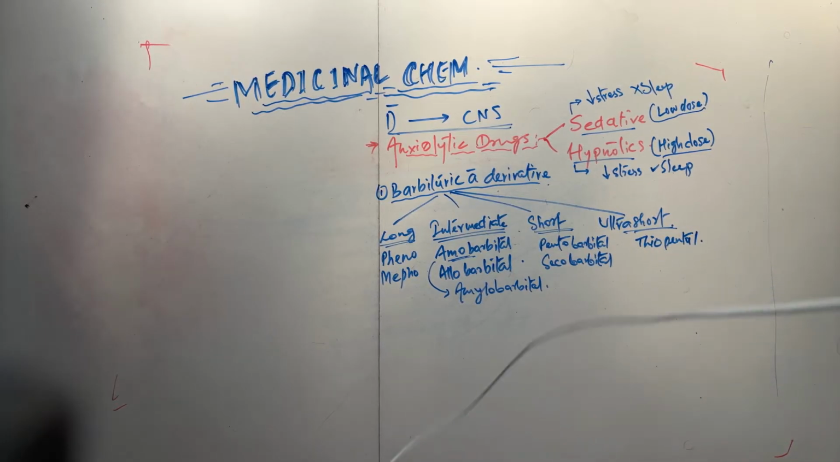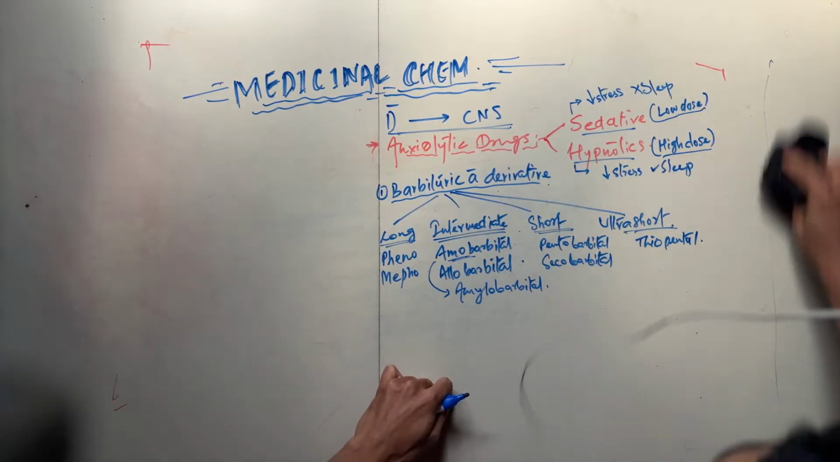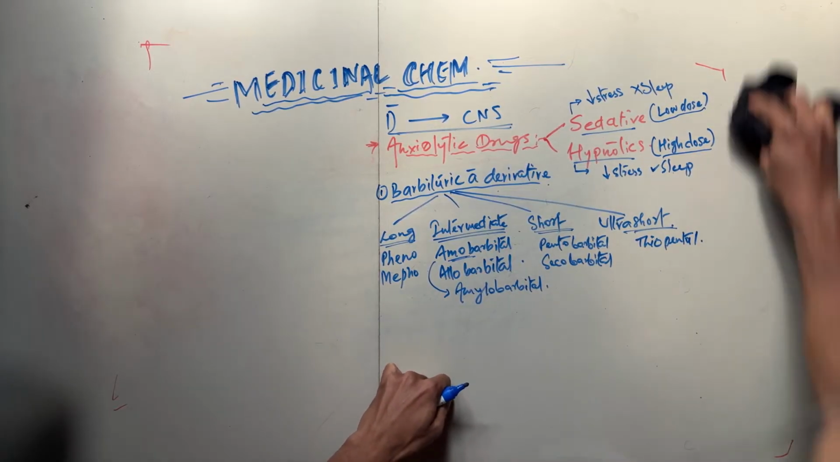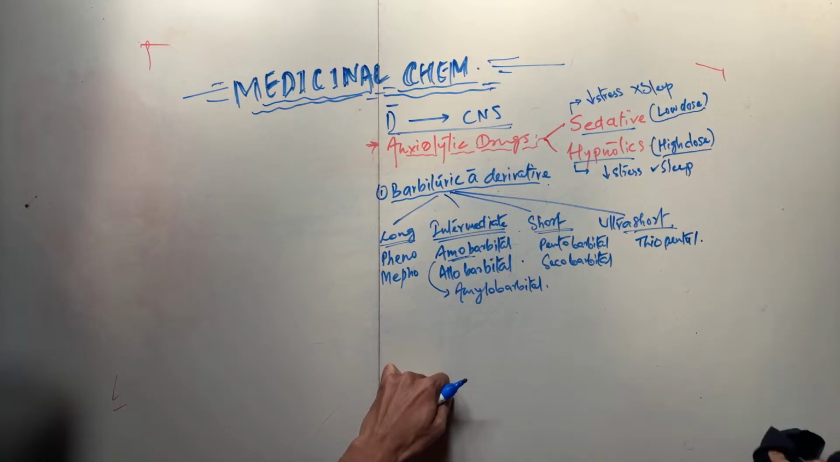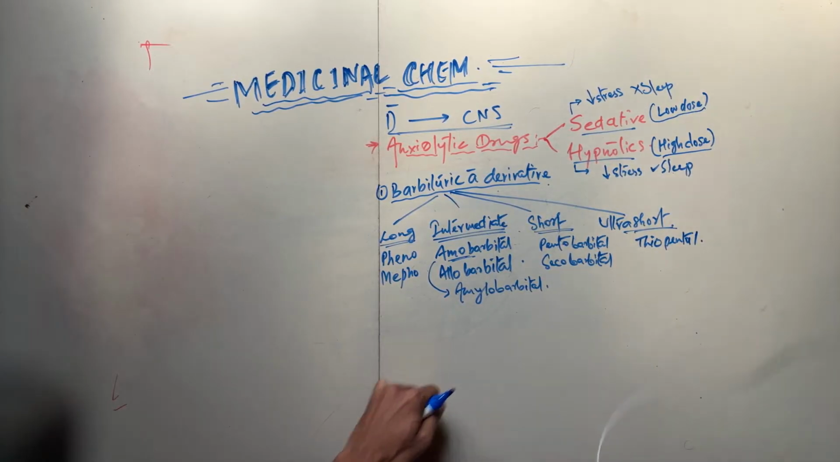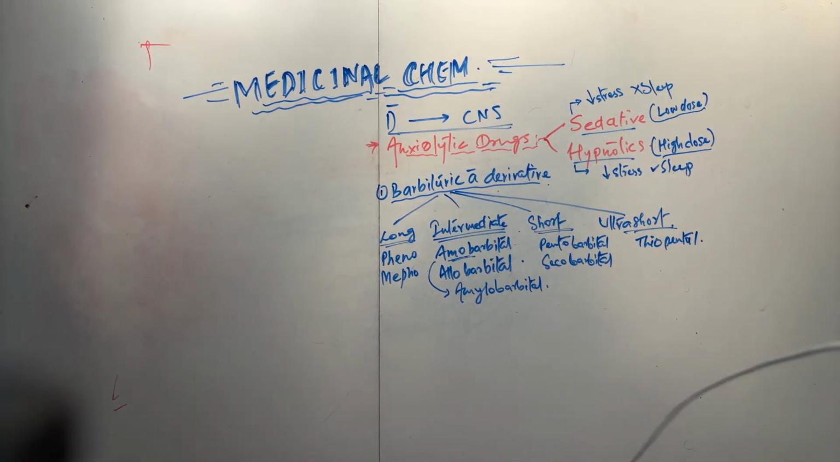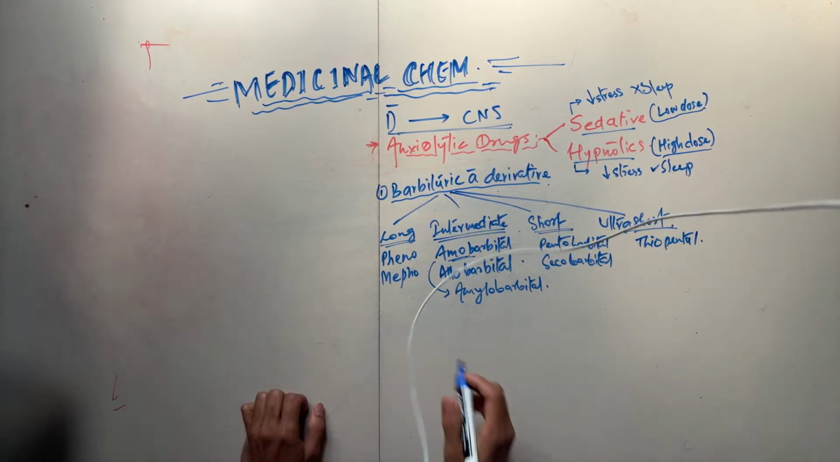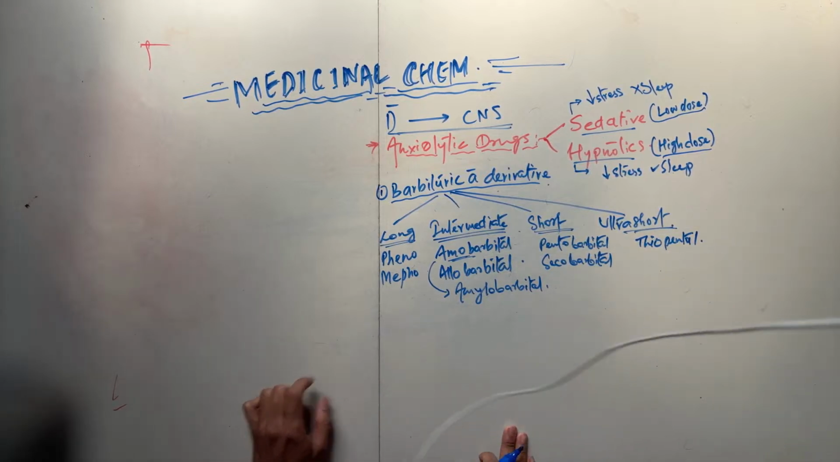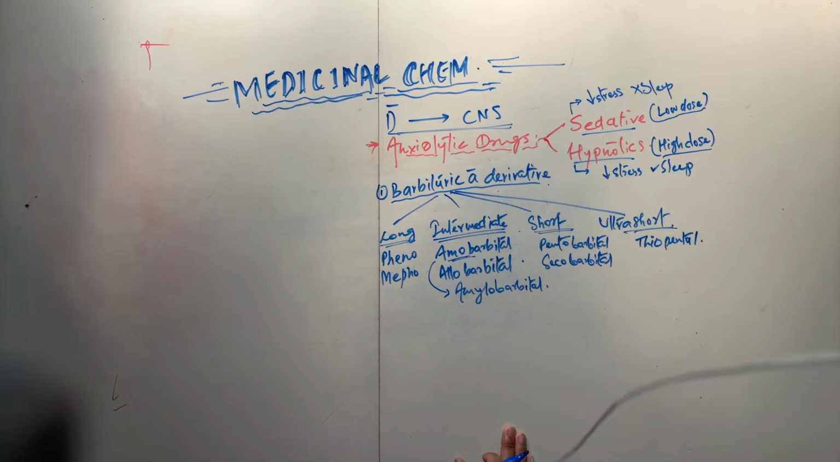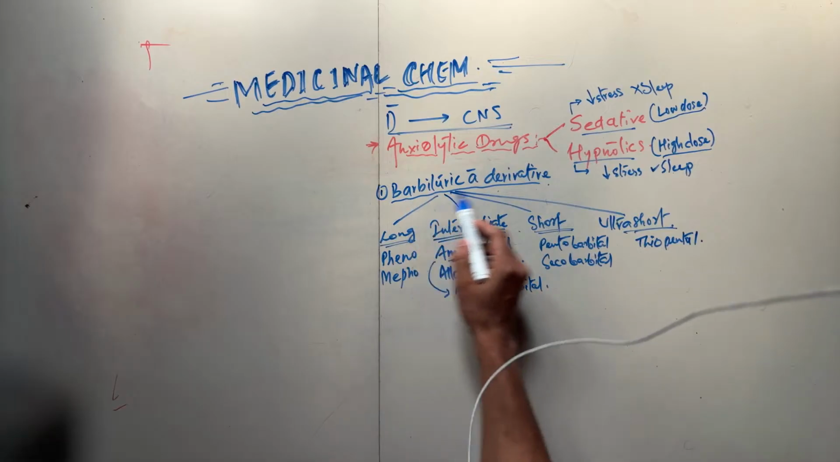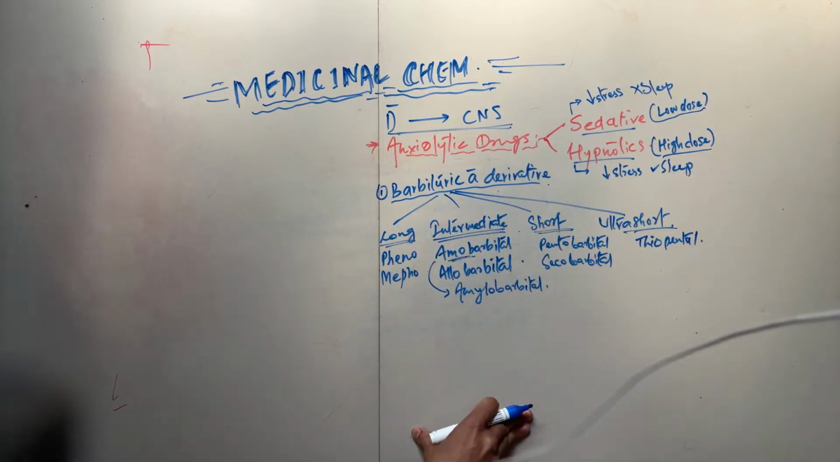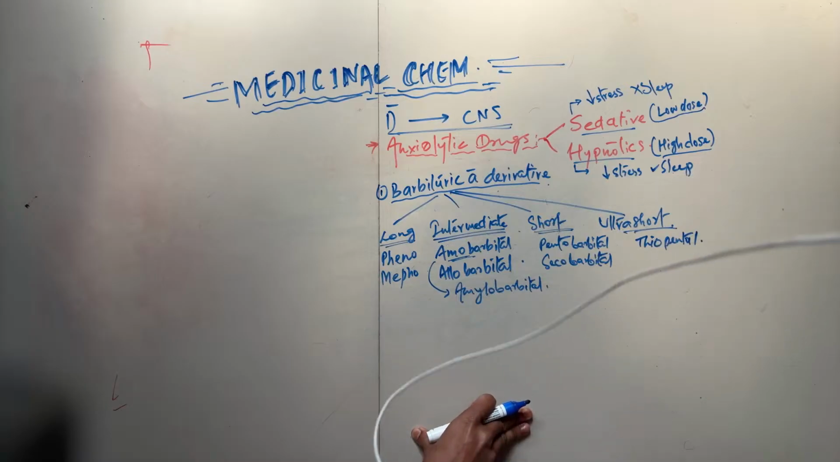Okay, it's thiopental. So let's start again. Now we will see each structure. Before going to see the structure, first I will tell you the structural activity relationship of barbituric acid derivatives and its basic structural scaffold.